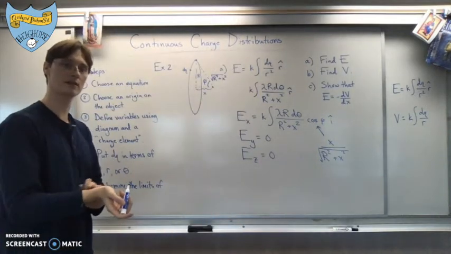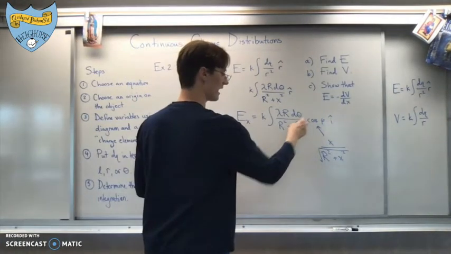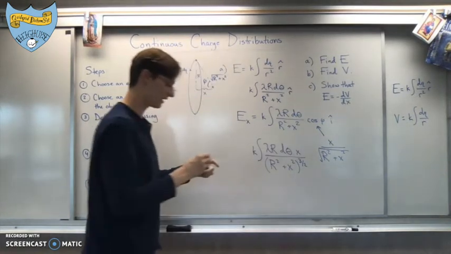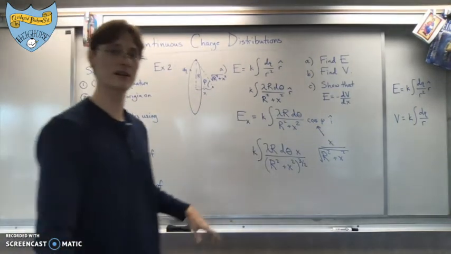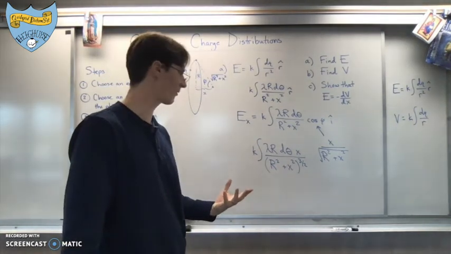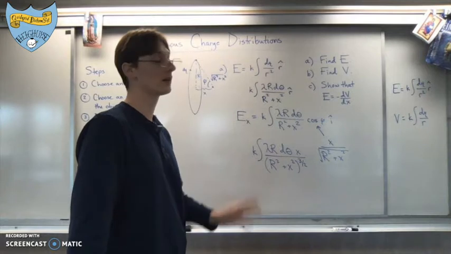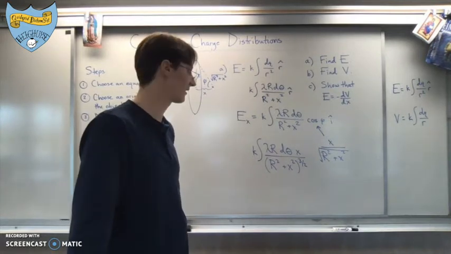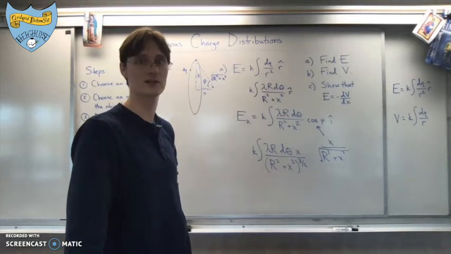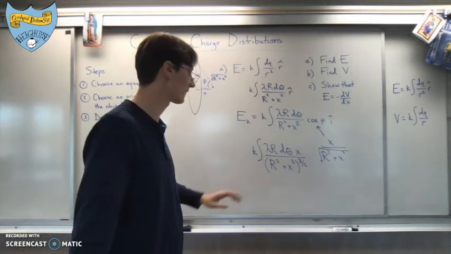That's what cosine of phi is going to be. After I sub that in, here's what I will have for my integral. All right, the trickiest bit in the simplification here is the r squared plus x squared to the 3/2 power that I wrote down there. Don't panic. You'll actually see the 3/2 power come up a lot when you're doing integrations to find electric fields and such.